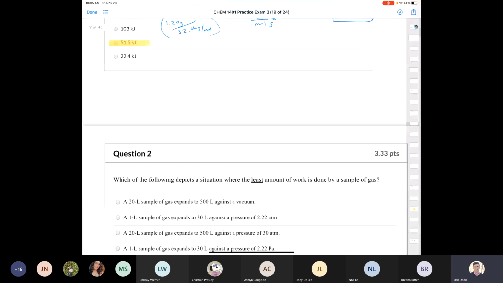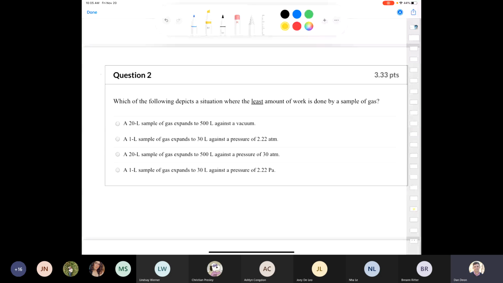Question number 2 says, which of the following depicts a situation where the least amount of work is done by a sample of a gas? If you read the possible answers, they all have to do with the expansion of a gas. When we want to calculate the amount of work done by gas expansion, we're going to use the formula work is equal to negative pressure times the change in volume. Let's look at the possible answers.